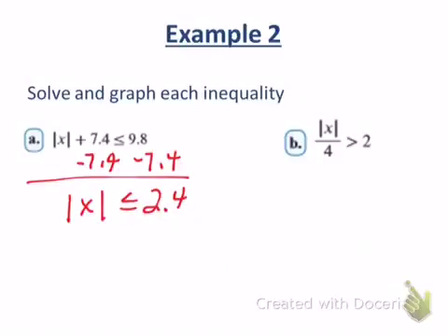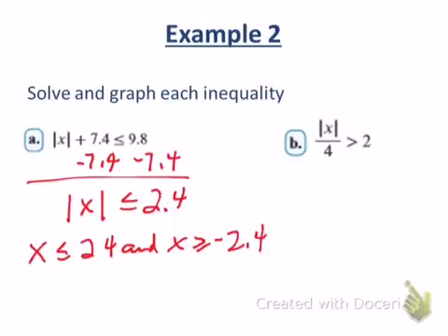Absolute value of x is less than or equal to 2.4. Absolute value inequalities will always split into two different inequalities, and they will always be an and or an or. Which one is this? And. Less than is and, greater is or. So this will split into x is less than or equal to 2.4. And, what do we do? Flip the symbol, change the sign.